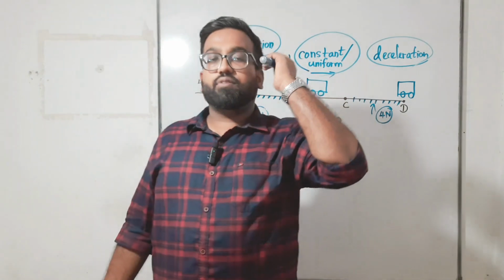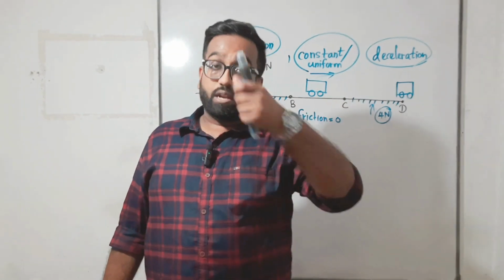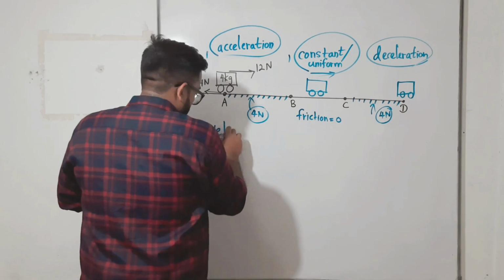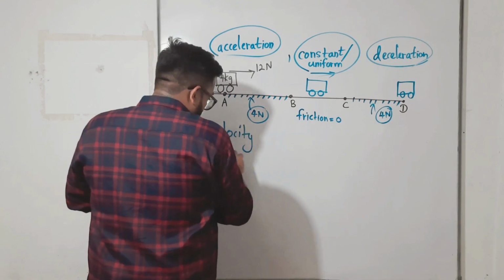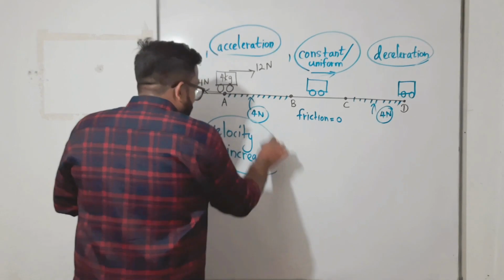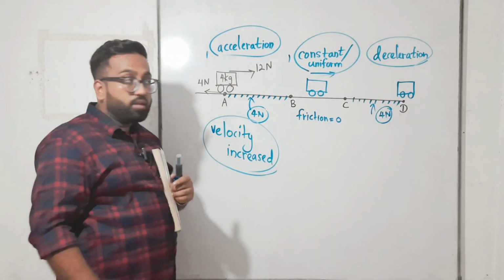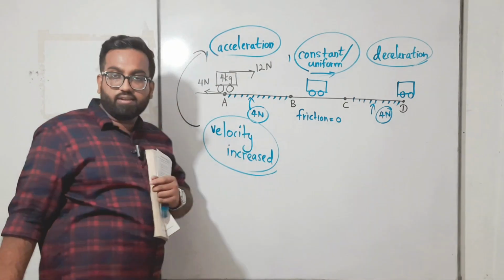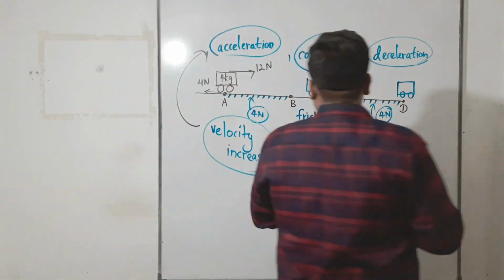Because of that acceleration, what happens? The velocity of the trolley is increased, right? Velocity increased. So velocity increased against the time. That is known as what? Acceleration, right? Simple physical quantities, right?